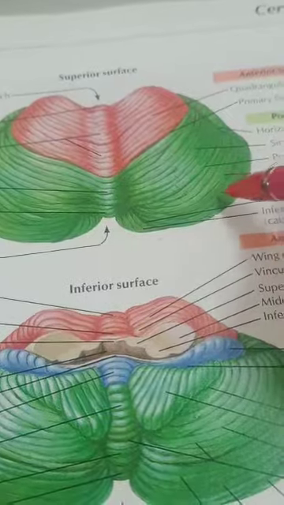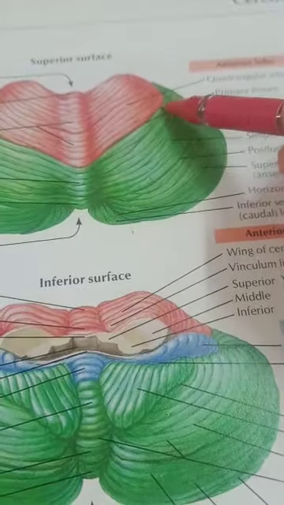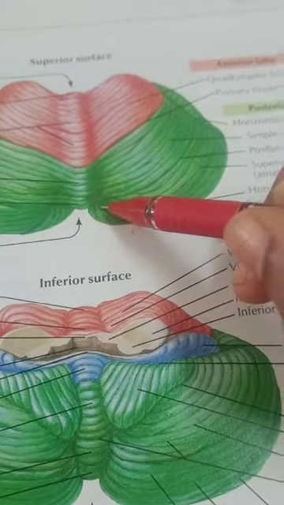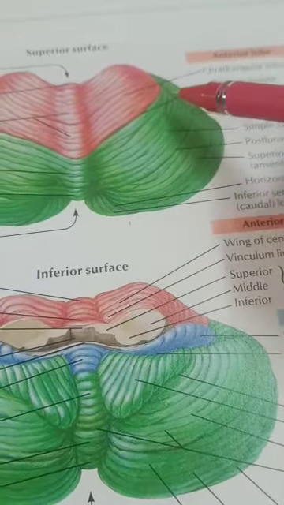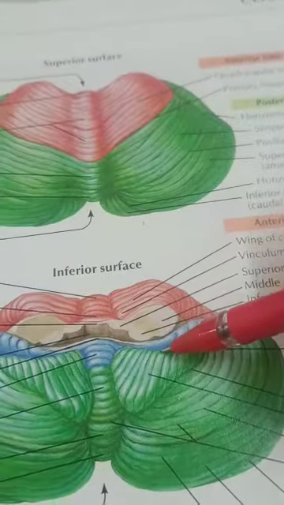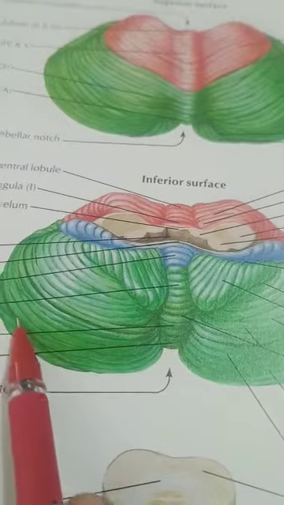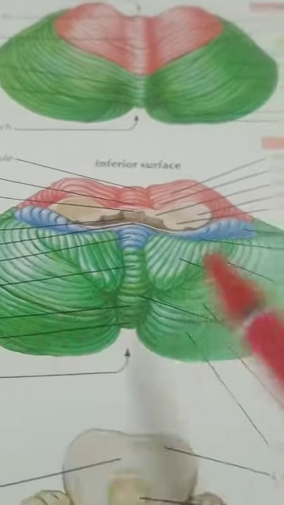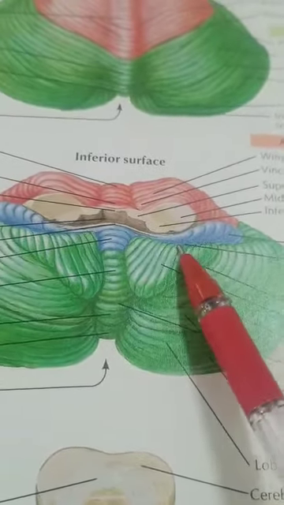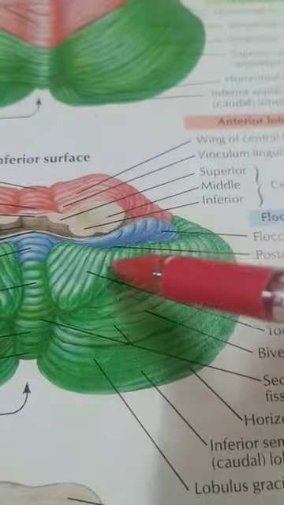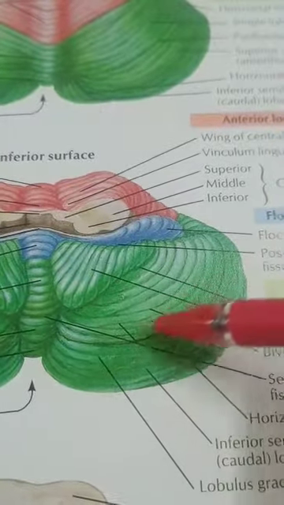Many fissures can be seen, and the prominent fissures are the primary fissure and the horizontal fissure. Inferiorly and posteriorly, this is the horizontal fissure. And there is another fissure, the posterolateral fissure. Also, small fissures can be seen.